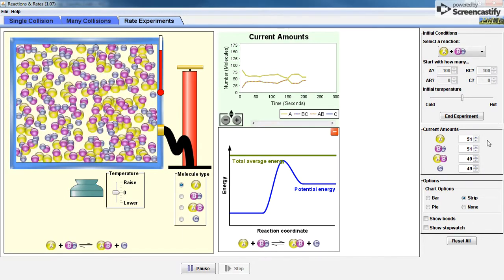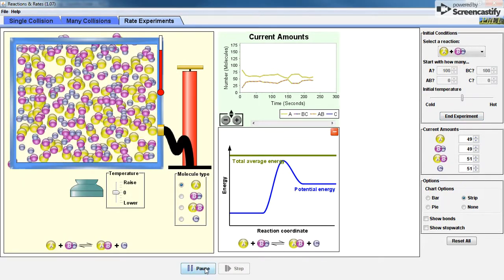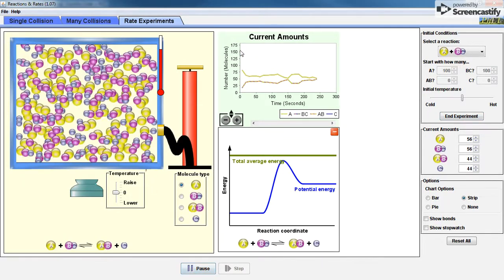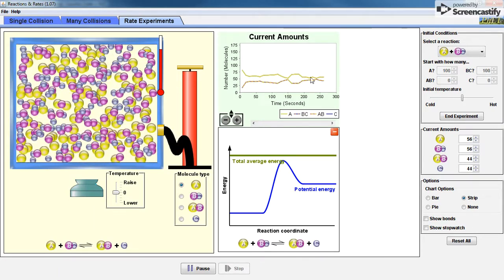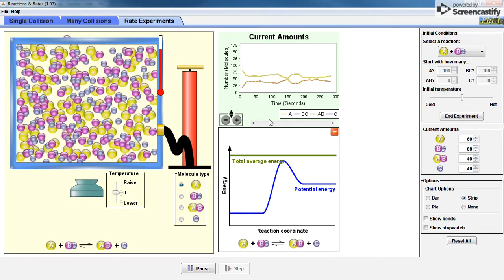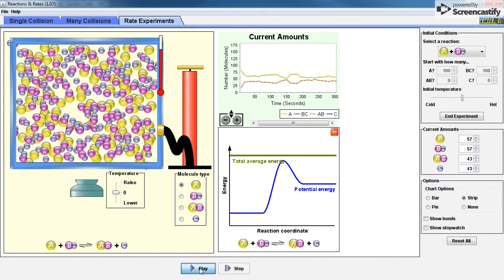So at 200, have a look at those figures over there, and we'll leave it till about 300. But notice that it has stayed more or less the same. The reaction is finished. And what we'll do now is we'll pause the video so you can see those figures over there.